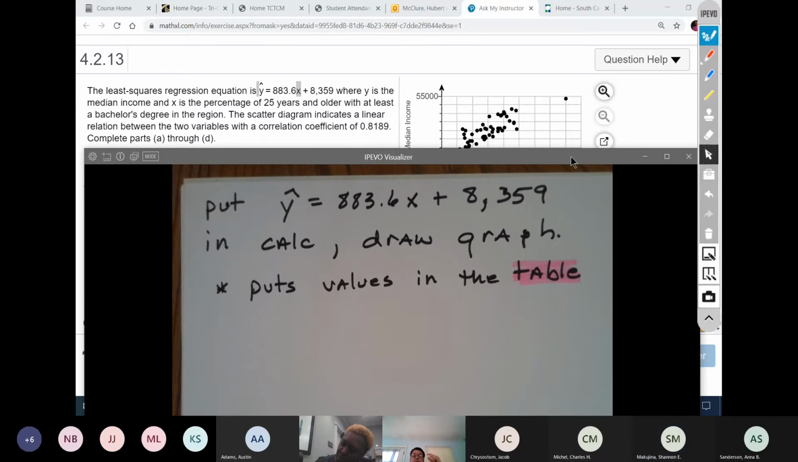Okay, so I'm going to put that in my calculator. Y is equal to 883.6x plus 8359. And do not put a decimal, because that's not a decimal. It's a comma, but you don't need to put the comma in. Just put 8359. All right, so here we go.